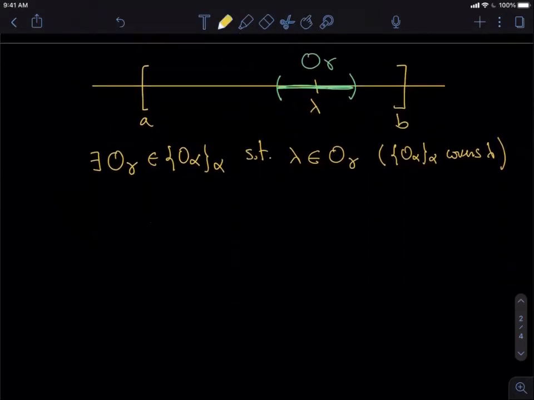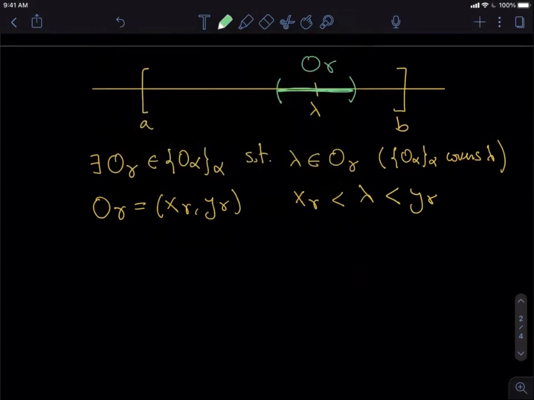Now, once we have this, it's useful if we write what the particular interval is here in the O gamma. So we can say this is (X gamma, Y gamma). In other words, we have X gamma less than lambda less than Y gamma. So here, going back to the picture, we have our X gamma, our Y gamma.